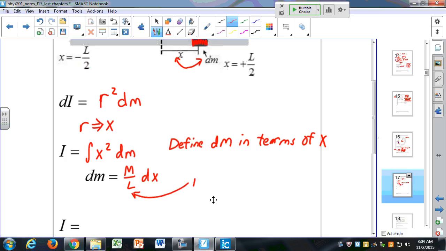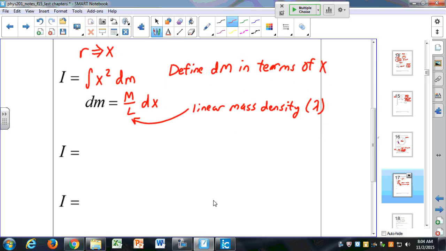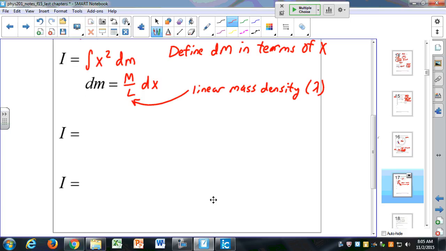It's similar to volume density, except it's a mass per unit length. This is usually given the Greek letter lambda as the variable that describes it. So the linear mass density, some of you engineering students, you'll probably see that later when you get into your upper level courses again. All right, so that's our linear mass density. Now I can rewrite that. I have I as the integral of x squared, and now I put in my expression for dm, M over L times dx.